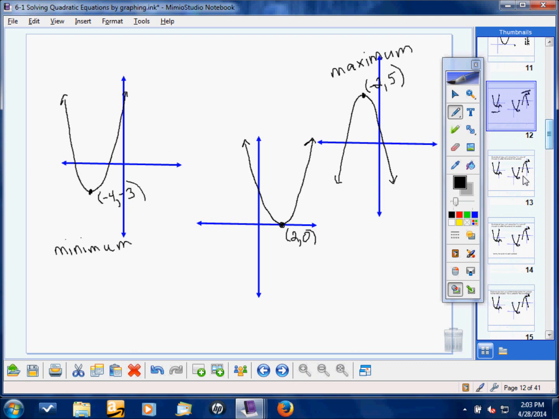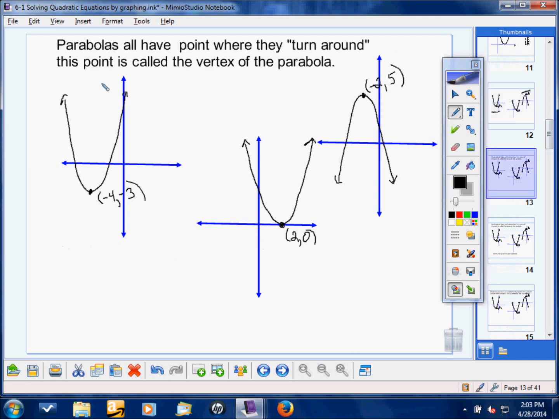Okay, I'm going to keep those same three graphs so you don't have to redraw them, but we're going to add a little bit. Okay, the name of that point is called the vertex.